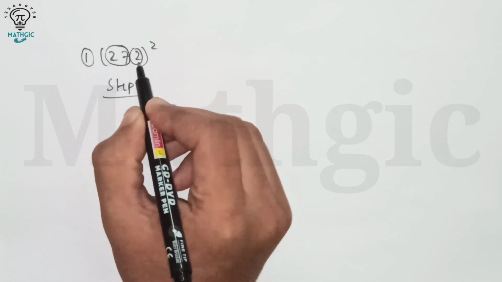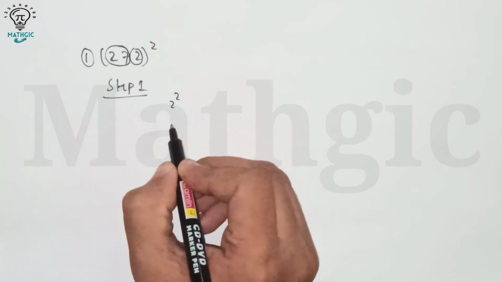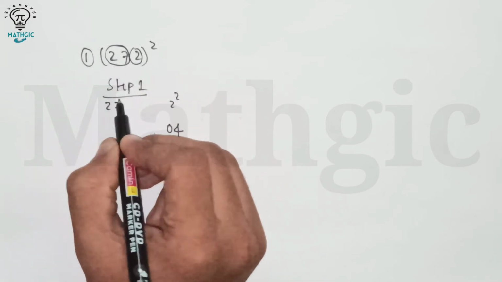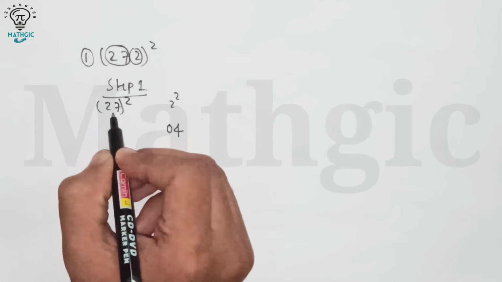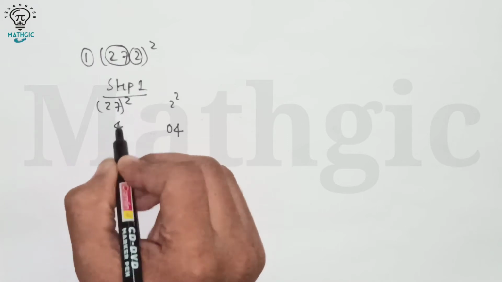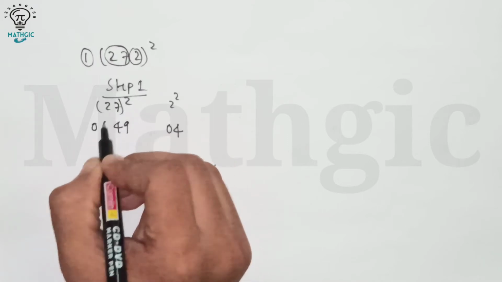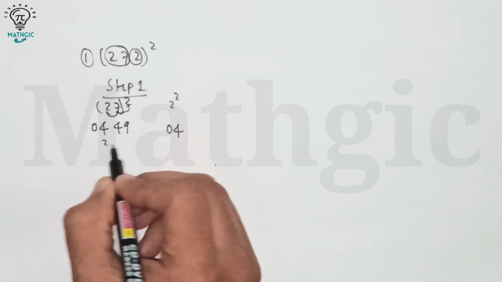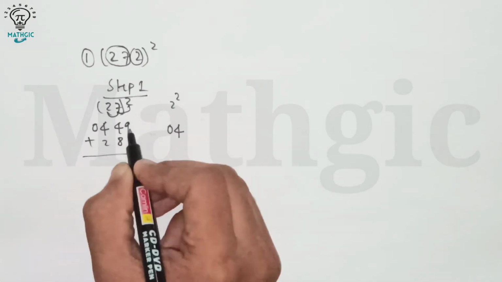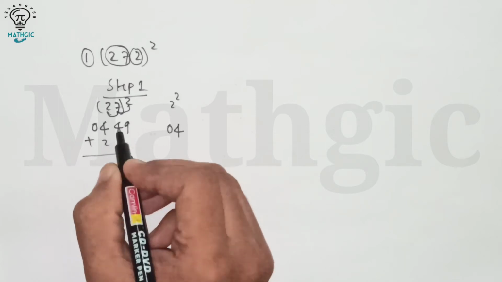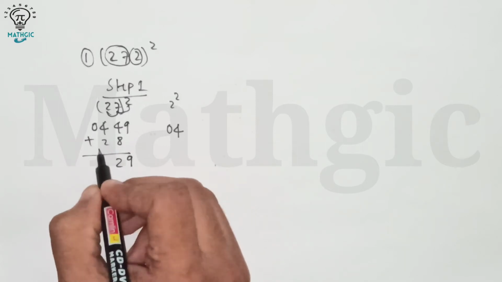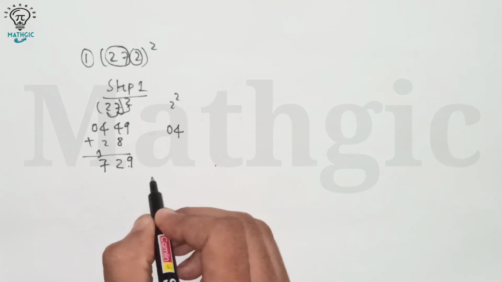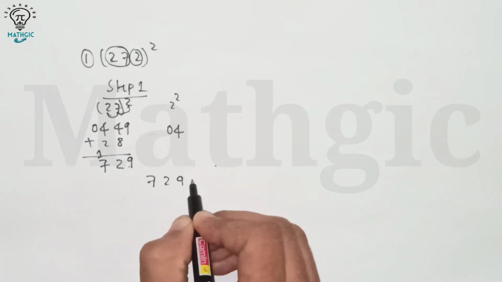Now find 2 square, that is 04, and 27 square. You know how to find 27 square, right? Shown before. 27 square: 7 square is 49, 2 square is 04. Now I have to multiply these 3 numbers. 2 7s are 14, 14 times 2 is 28. So add 28 here, and you have to leave the unit digit. Add 9, 4 plus 8 is 12, 1 carry and this one is 7. So 729 and 04.